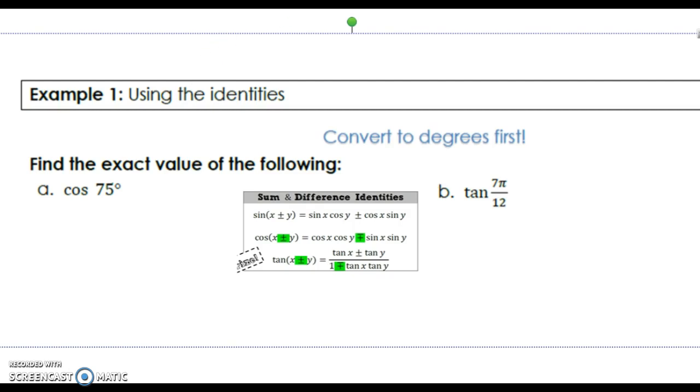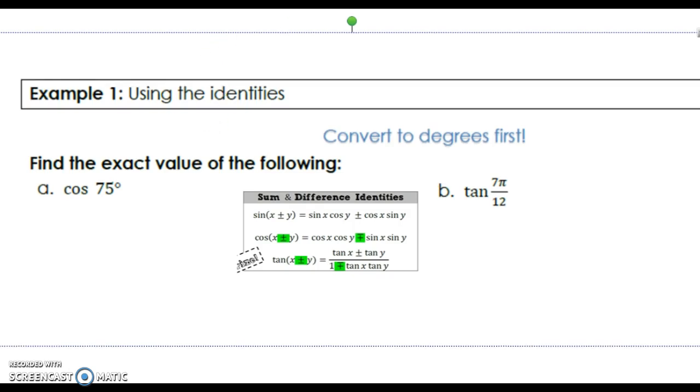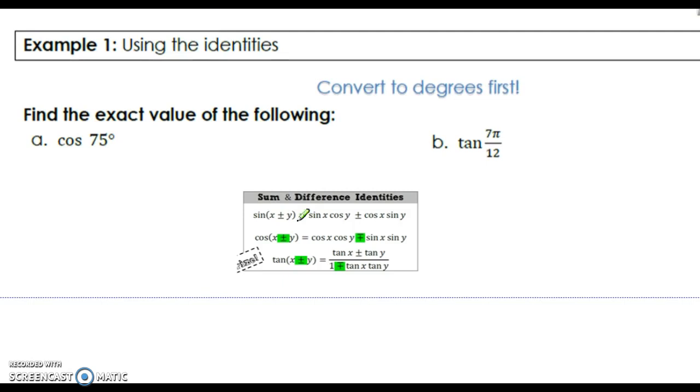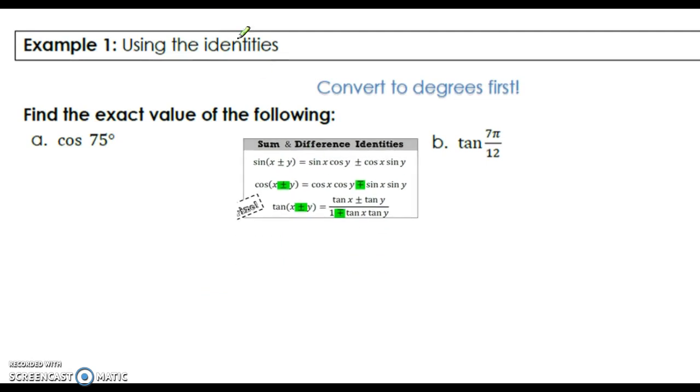I would also suggest when we're working through these, it's always so much easier to work in degrees. So if you can work in degrees, please do so. First one we're going to do is actually cosine of 75 degrees. So we're going to be focusing on this identity right here.